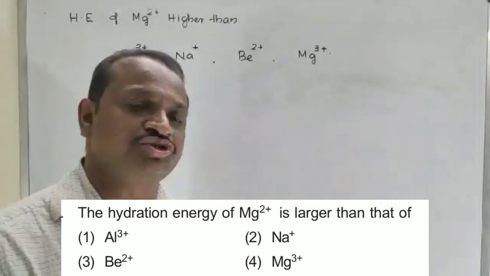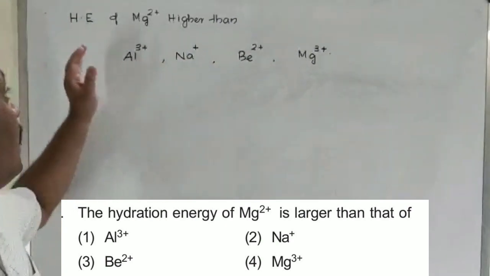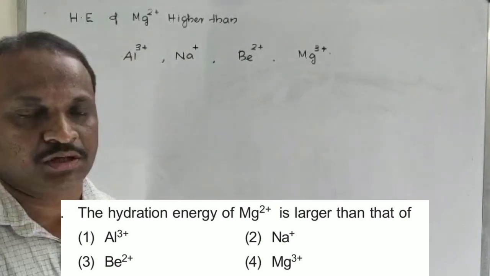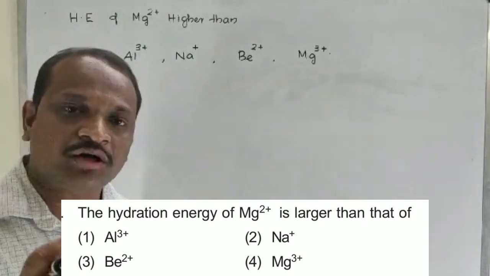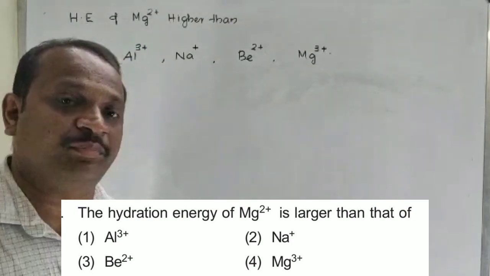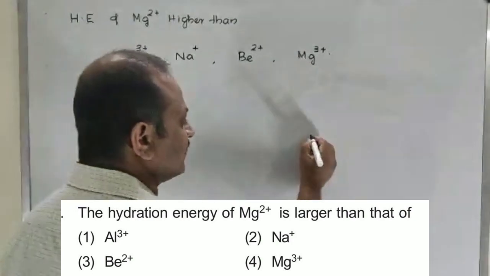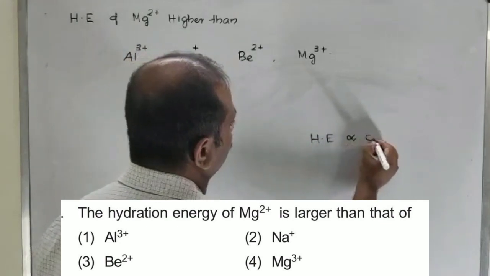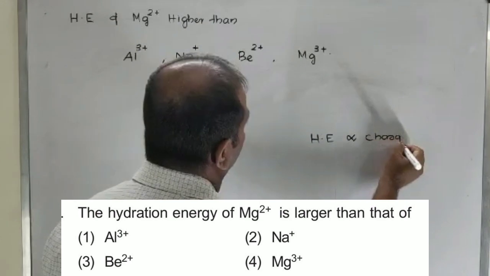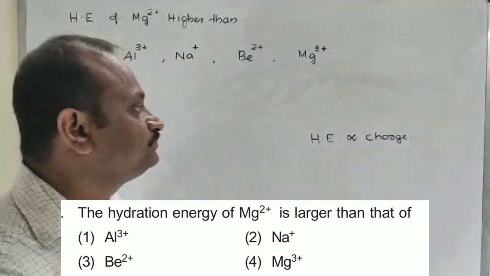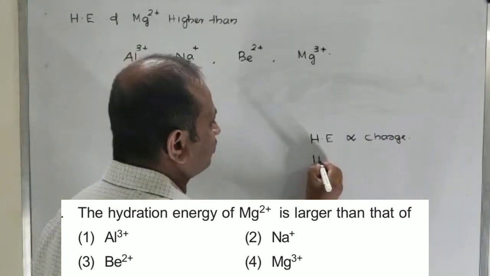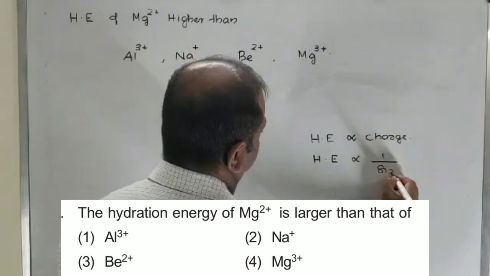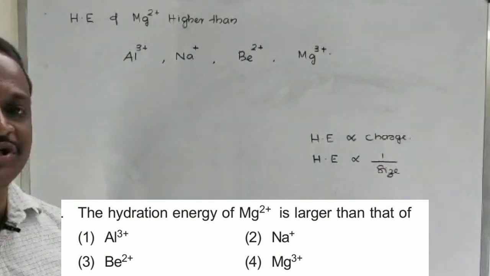So in this particular question, what they're asking is, hydration enthalpy of Mg2+ higher than. What are the factors on which hydration enthalpy depends? We can write the first statement: hydration enthalpy is directly proportional to charge. That's the most important thing. Charge is of first priority. Second point, hydration enthalpy is inversely proportional to size.